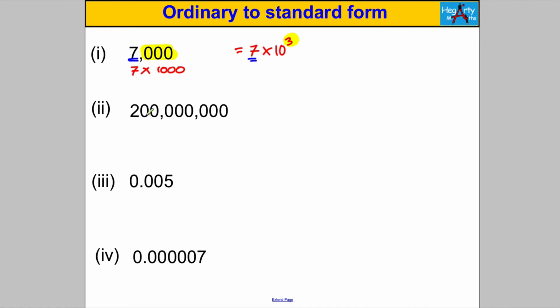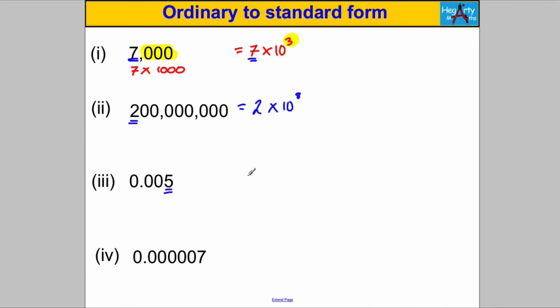In particular, can you imagine when the zeros are massive there? It's going to be long to do it this way here. Well, it'd be much quicker to do it the shorter way. So let's give it a go with this number. I look at the first non-zero number, which is a 2. I write it down. I count how many digits after the 2. 1, 2, 3, 4, 5, 6, 7, 8. Because it's a big number, times 10 to the power of positive 8. And we're done.